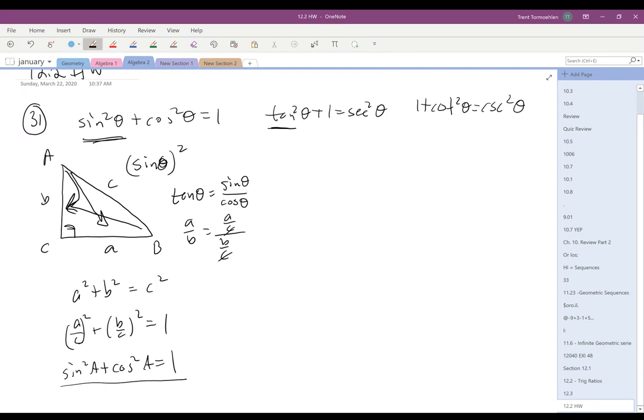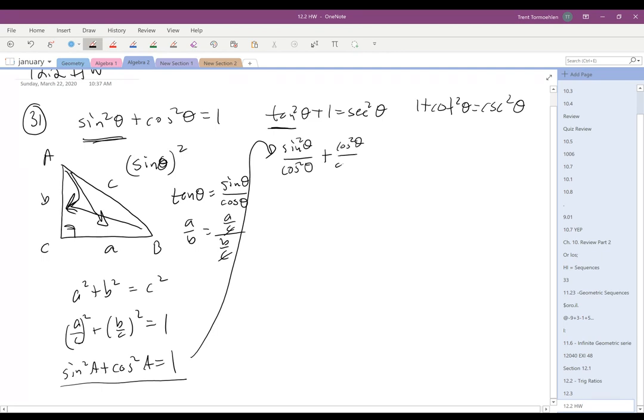So to do this, all I need to do is take my Pythagorean identity and divide through by one of the two functions. So if we divide through by cosine squared, we get sine squared of theta over cosine squared theta plus cosine squared theta over cosine squared theta equals 1 over cosine squared theta. Well, sine over cosine is tangent, so that becomes tangent squared theta. This is just 1 because those cancel out. 1 over cosine squared theta is the reciprocal of cosine squared theta, which we know is secant squared theta.